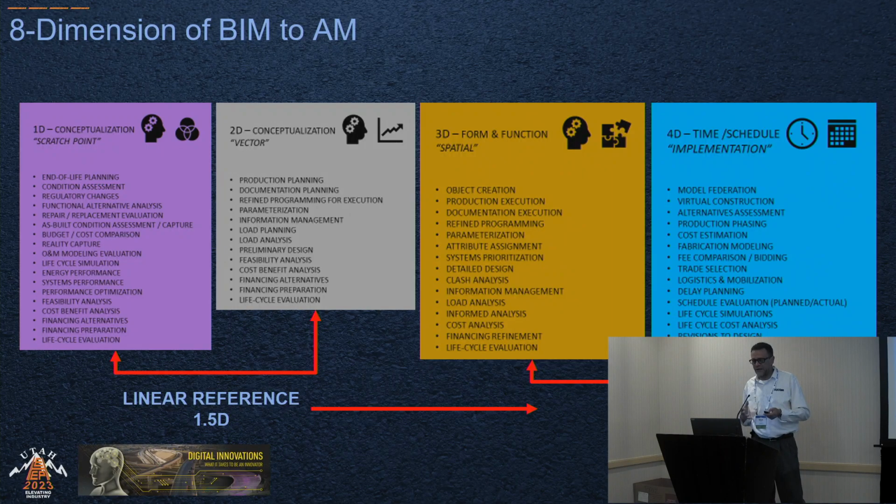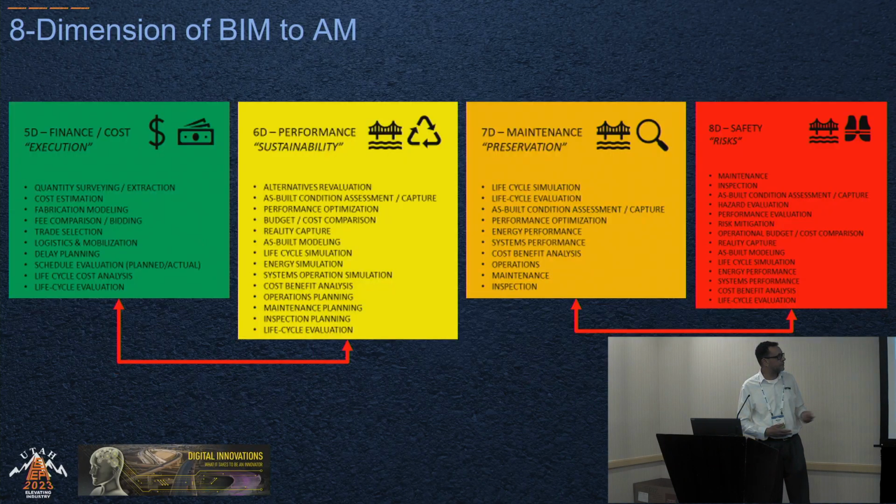What's critical here is all of these elements that you see under here are part of the architectures of the potential uses of what you do at each one of those phases, what you can do with that data and that information. So we take the first 3, translate that into the 4th dimension, which is time, schedule, and implementation. But then there's more. Finance and cost, sustainability and performance, maintenance, preservation, safety and risk.